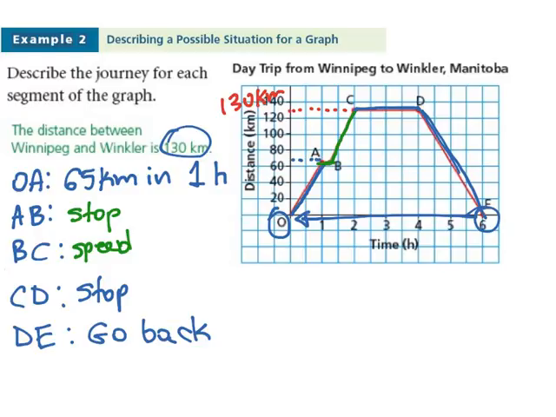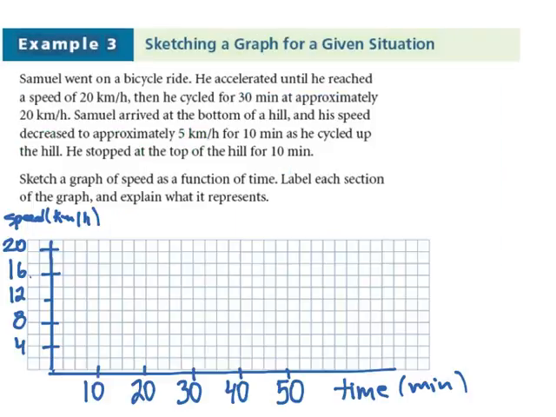Let's take a look at the last question. Samuel went on a bicycle ride. He accelerated until he reached a speed of 20 kilometers per hour. Then he cycled for 30 minutes at approximately 20 kilometers per hour. Samuel arrived at the bottom of the hill, and his speed decreased to approximately 5 kilometers per hour for 10 minutes. As he cycled up the hill, he stopped at the top of the hill for 10 minutes. Sketch the graph of speed as a function of time. Label each section of the graph and explain what it represents.